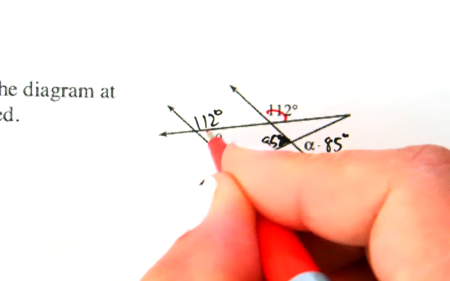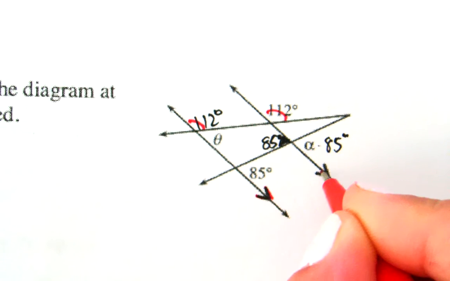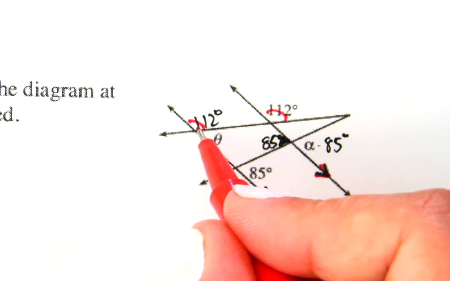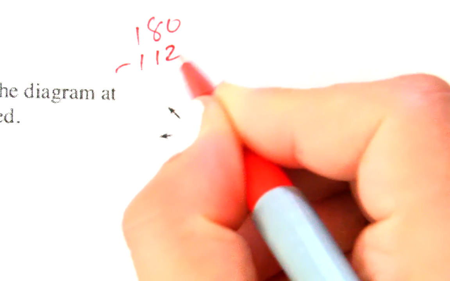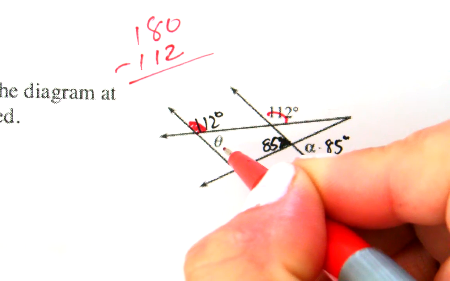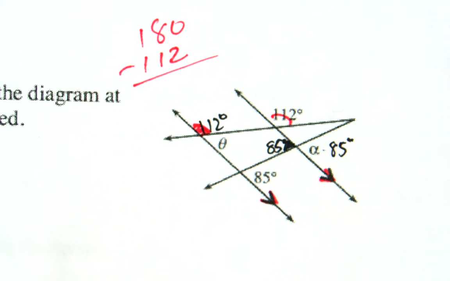Okay, so that's this one's and this, because these two are parallel lines. These two are going to be the same. And so if this is 112, that means 180 minus 112, whatever that is, that's going to give you your theta. Okay, done. That was fast.